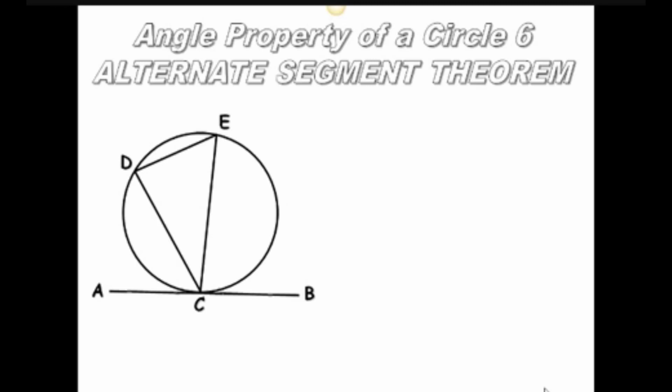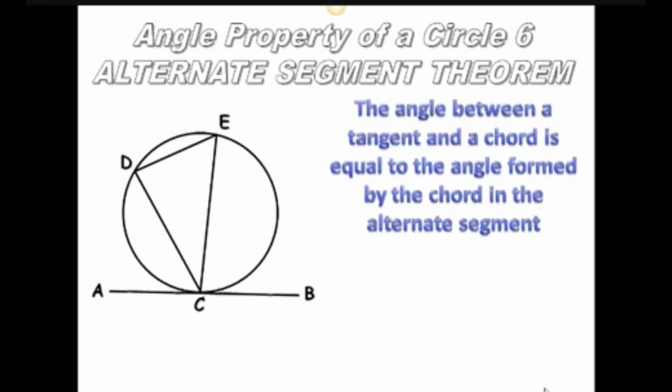Right, so the alternate segment theorem states that the angle between a tangent and a chord is equal to the angle formed by the chord in the alternate segment. So we're on about the chord in the alternate segment that's connected up to the same point. So we look at that one. That's the angle between the chord CD and the tangent AB. Now from the same point C, the chord in the alternate segment is CE, which means the angle at the top there must be the same. So angle ACD equals angle CED by the alternate segment theorem.